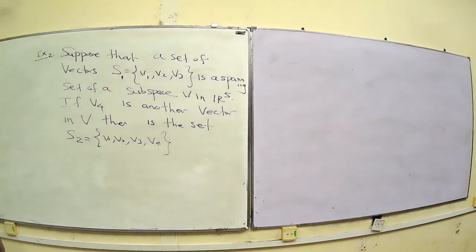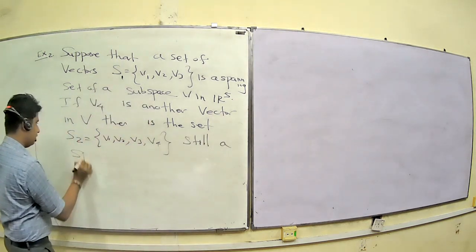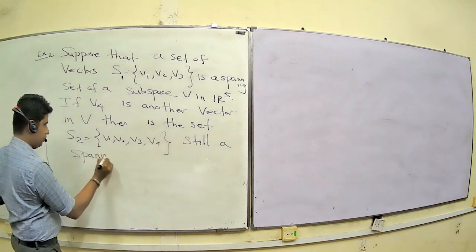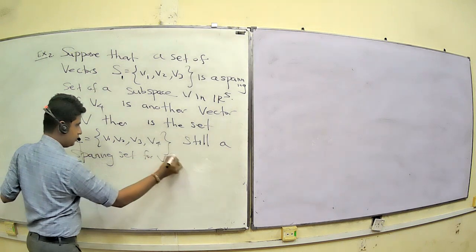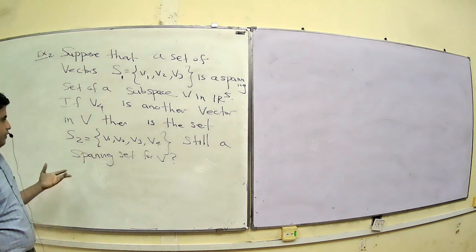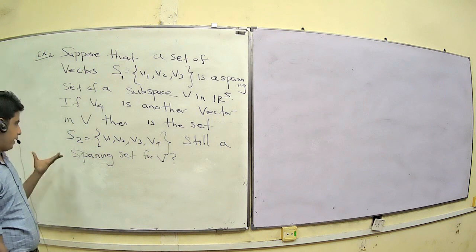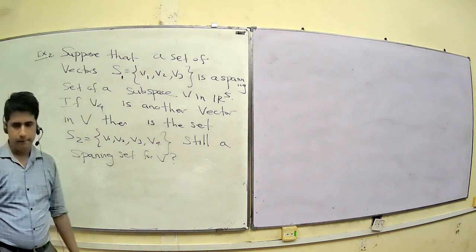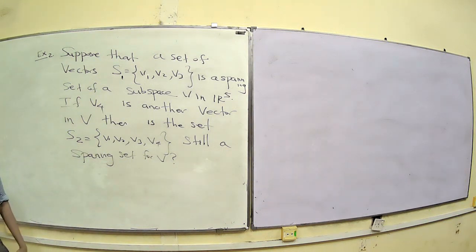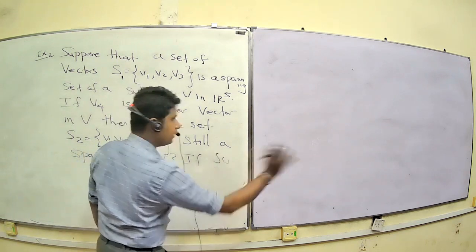That means S2, v1, v2, v3, v4, is still a spanning set for B. S1 is already a spanning set for B. Now they ask, if you add another vector v4, is S2 also a spanning set for B or not? If so, prove that. Otherwise, give a counterexample.